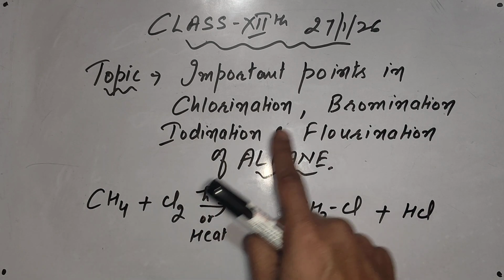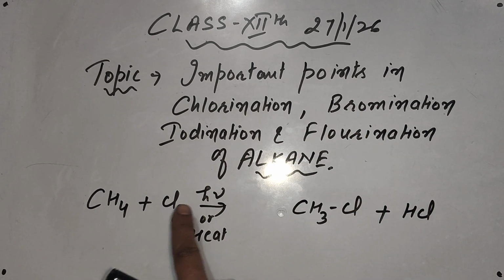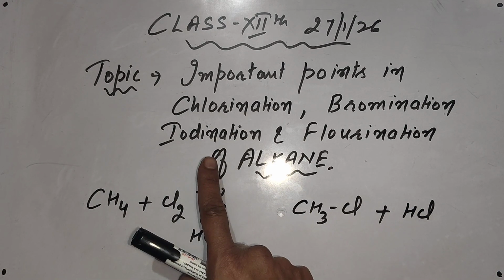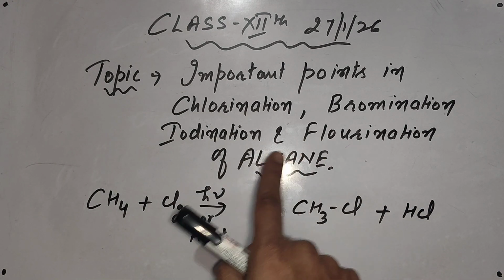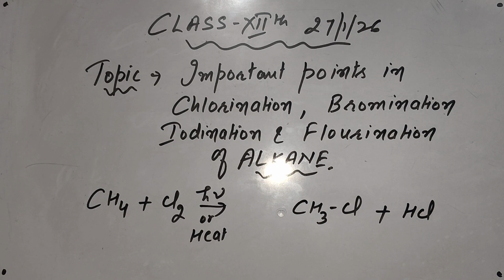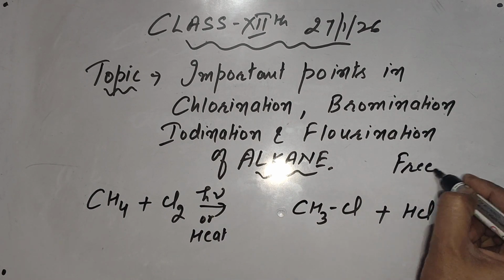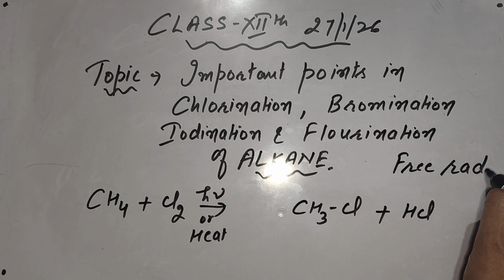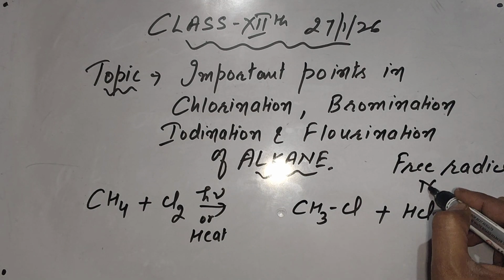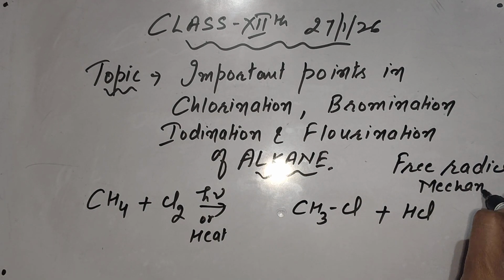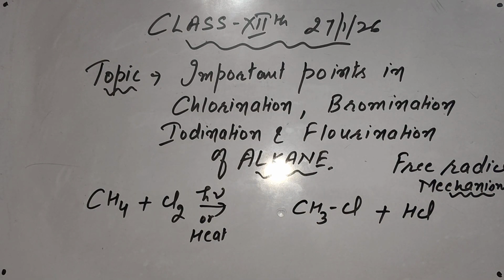In place of chlorine, if I am using bromine, the same process will happen, we will call it bromination. Iodine, then iodination, and fluorine, then fluorination. The mechanism is free radical mechanism. All these reactions are happening through free radical mechanism. This we have already understood in the previous video. Now let's check what are the important points in them.